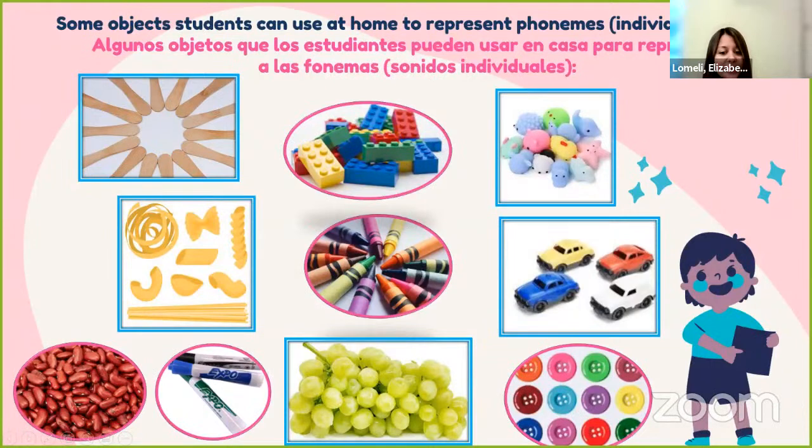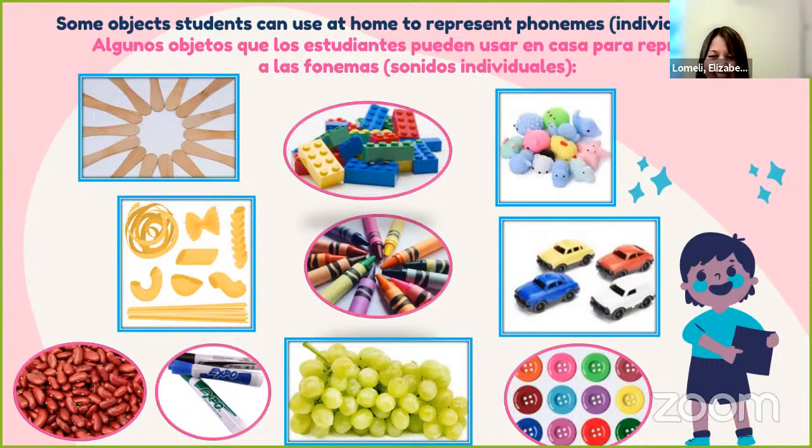And here are some objects, and it could be any object in the home that you can use to represent phonemes or individual sounds. And so you basically would name the object, such as a car, and possibly have your child sound out the sounds that make up the word car. So, right? Car.